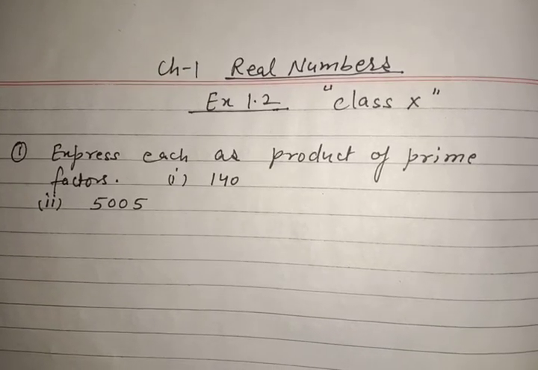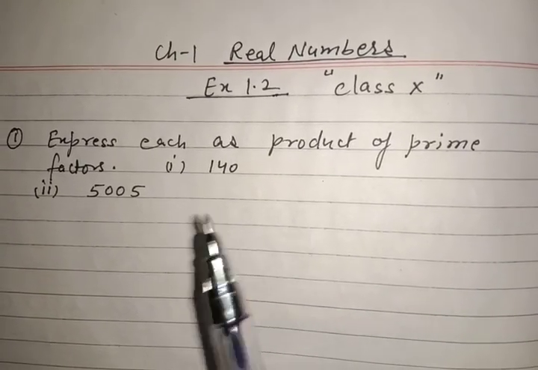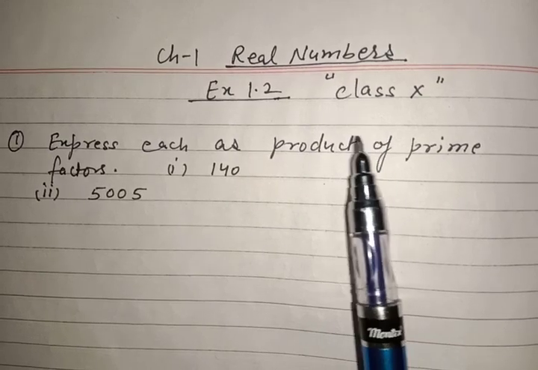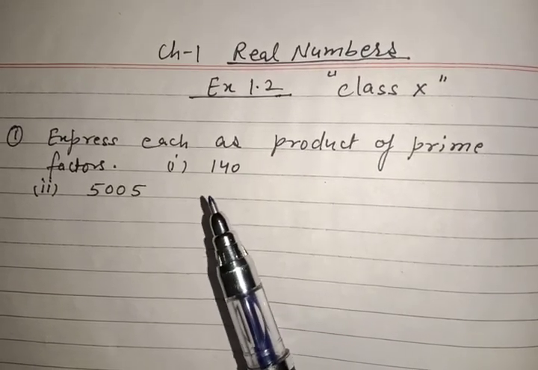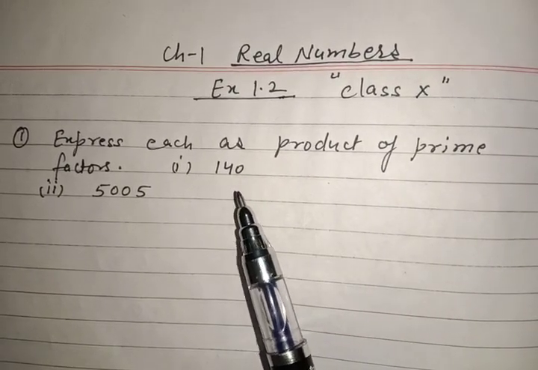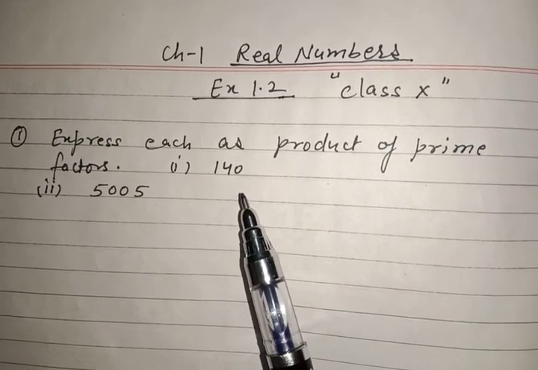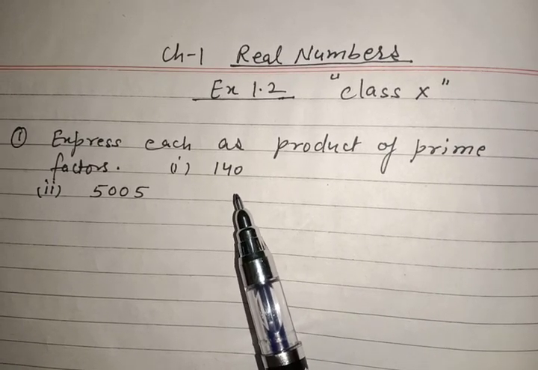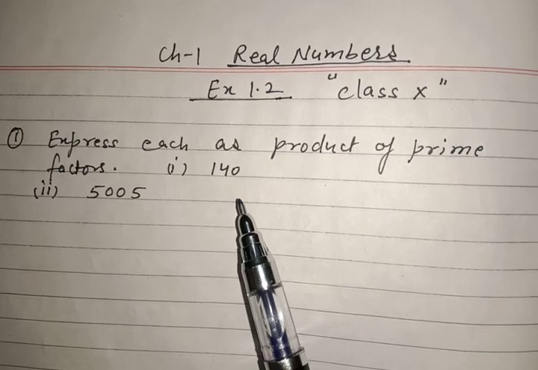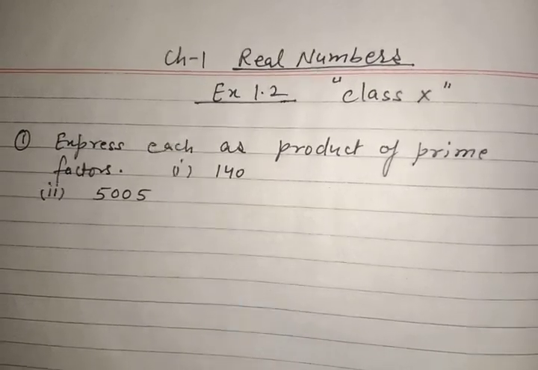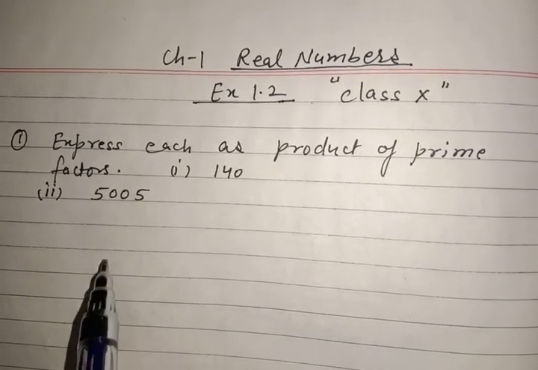In this video, we will be studying exercise 1.2 of class 10th, real numbers, chapter 1. As we have done in our previous video, Euclid's division lemma and the first exercise completely. This is the simplest exercise of this chapter. Already you have done so many concepts of this exercise in your lower classes.